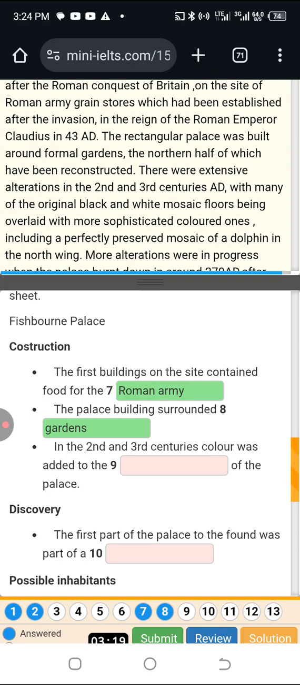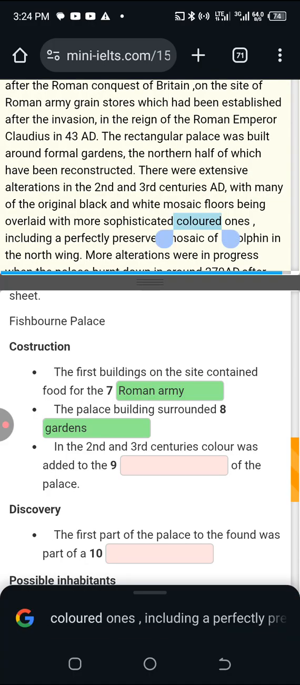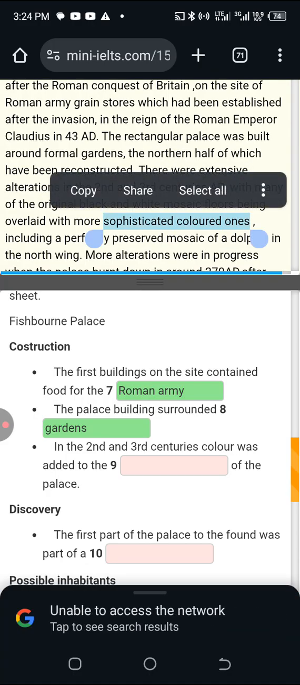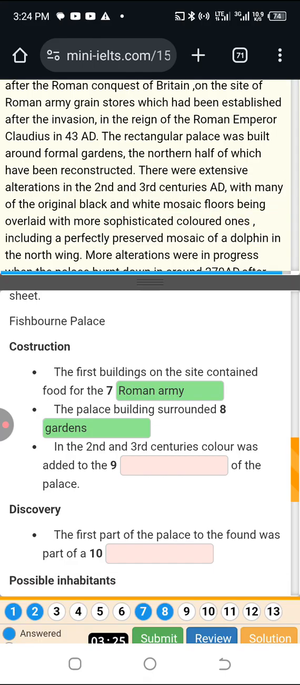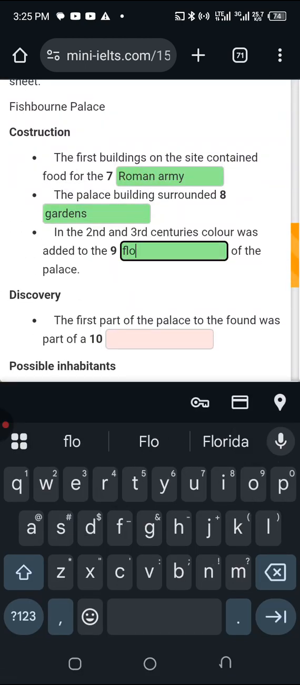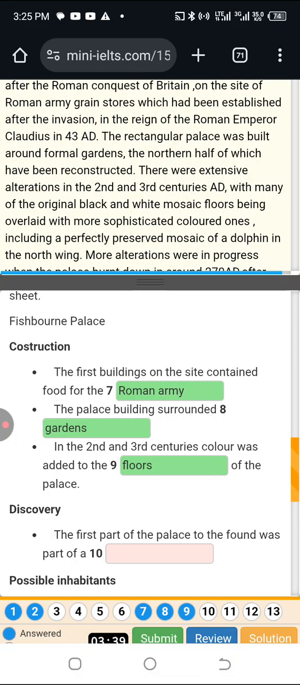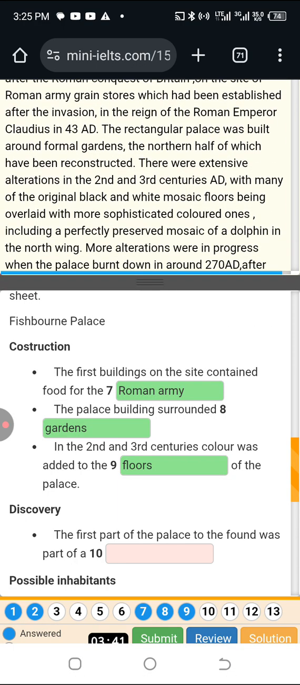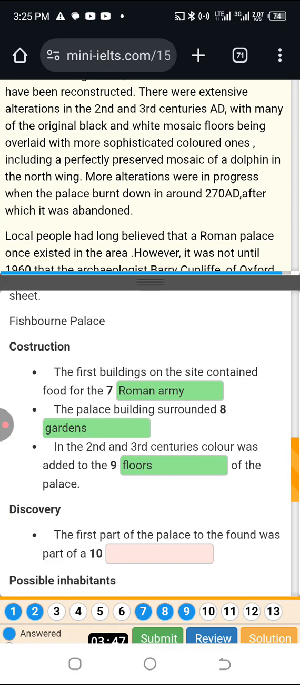Color, I saw color somewhere. See the colored ones here. Let me read from the top. There were extensive alterations in the 2nd and 3rd centuries AD, with many of the original black and white mosaic floors. Floors, that's the word. Color was added to the floors. F-L-O-O-R-S. Notice this S is plural. To the floors. So I think that's that for paragraph 1.